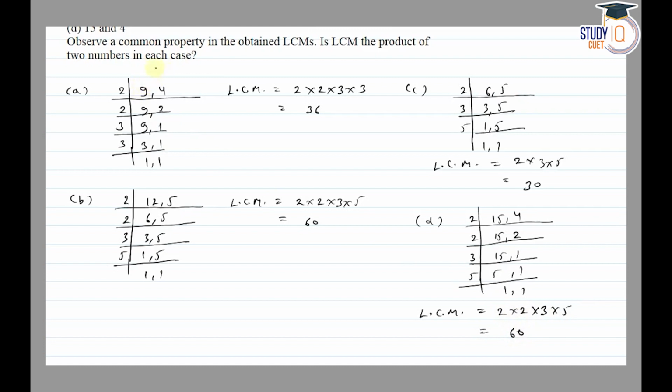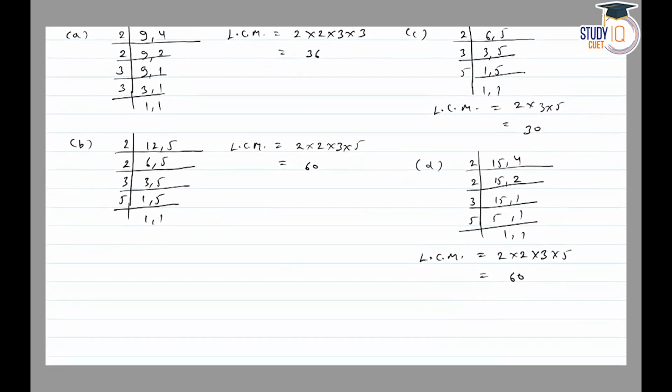So हमें लास्ट में देखना है: observe a common property in the obtained LCMs. Is LCM the product of two numbers in each case? तो हम चेक करते हैं: 9 4s are 36 और LCM हमारा 36 है, 12 5s are 60 and LCM भी 60 है, 6 5s are 30 and LCM भी 30 है, 5 4s are 60 and LCM भी हमें 60 ही मिला है.